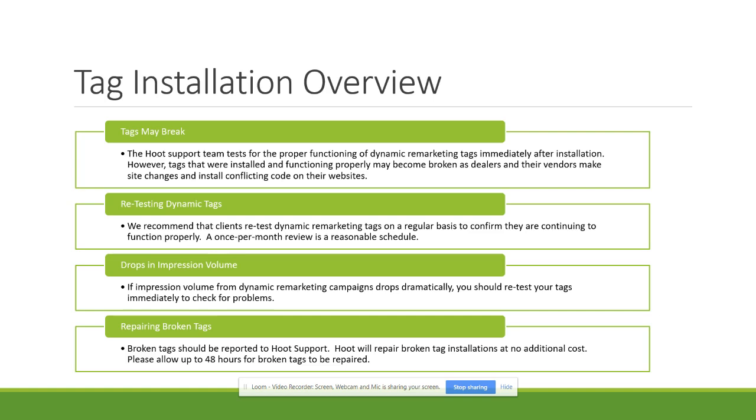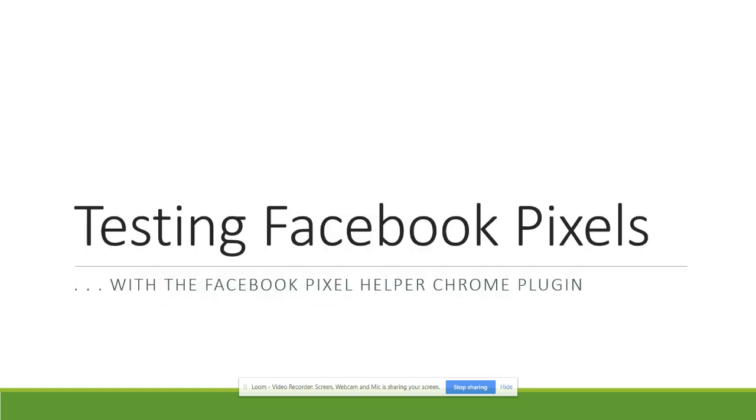If you do see a significant or dramatic drop in impression volume from your dynamic display campaigns, that would be a good hint that there might be a problem with the tag installations. And so in that case, that should probably be the first thing you go check, which in this video we're going to show you how to do. And then if you do find any broken tags, you simply need to email support and we will repair those for you at no additional cost.